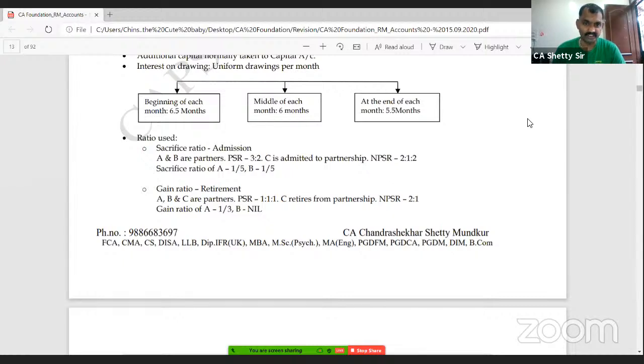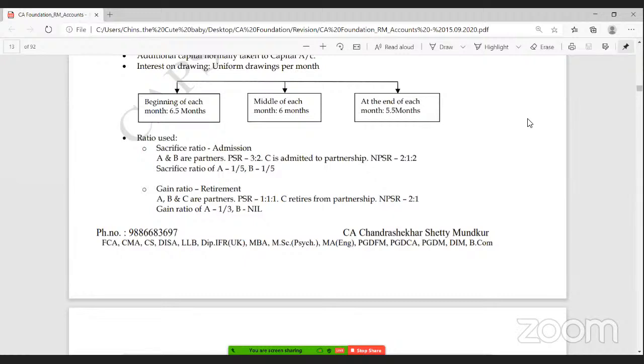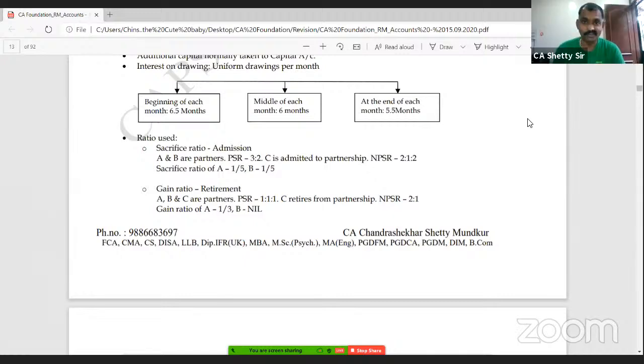Therefore, sacrifice ratio. There is a question on this in the CA exam. Earlier it was not there, now they have started asking. Sacrifice ratio, A: 7 by 9 minus 3 by 9. 1 by 3 is 3 by 9. All of you know that? Yes, sir. Otherwise you have to call the math teacher. 7 by 9 minus 3 by 9 is equal to 4 by 9.